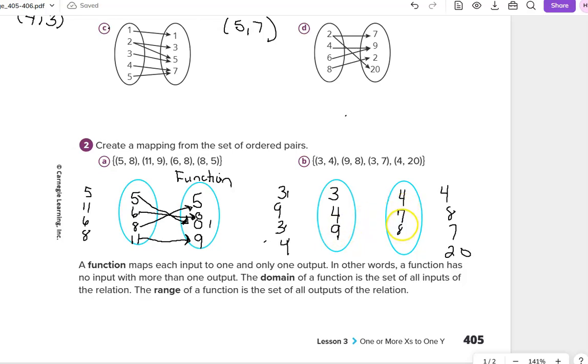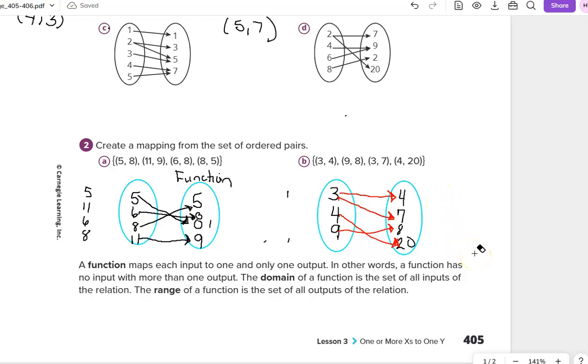7, 8, 20. Okay, now I'm going to connect my arrows. 3 goes to 4. 9 goes to 8. 3 also goes to 7. Because I have 2 arrows coming off the same number in my input, it's not a function. And 4 goes to 20. So hopefully that is the answer that you got.